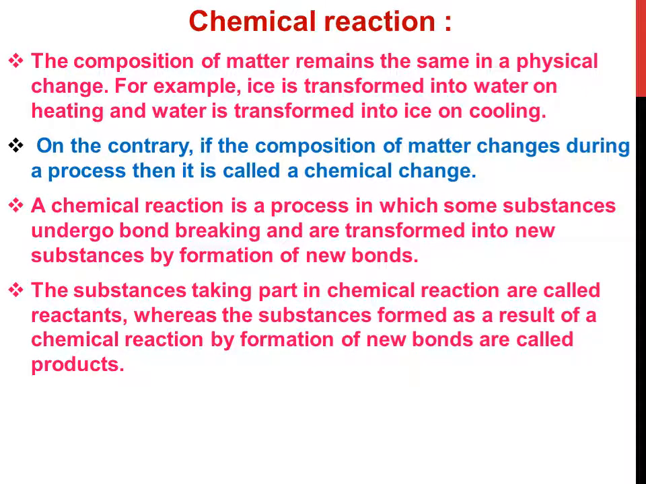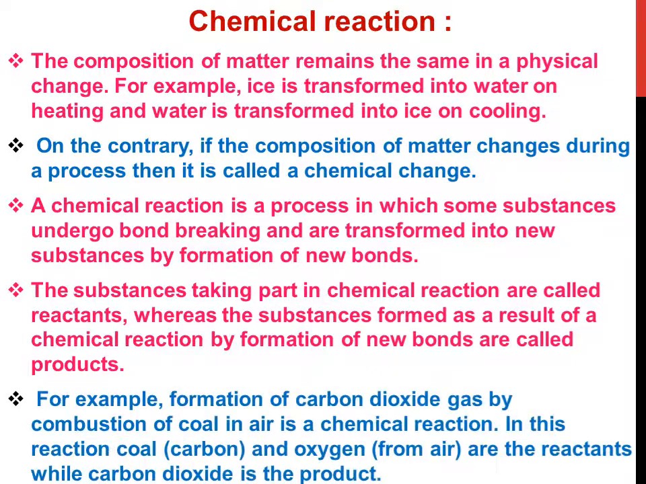The substances taking part in chemical reactions are called reactants, whereas the substances formed as a result of a chemical reaction by formation of new bonds are called products. For example, formation of carbon dioxide gas by combustion of coal in air is a chemical reaction. In this reaction, coal and oxygen are the reactants while carbon dioxide is the product.